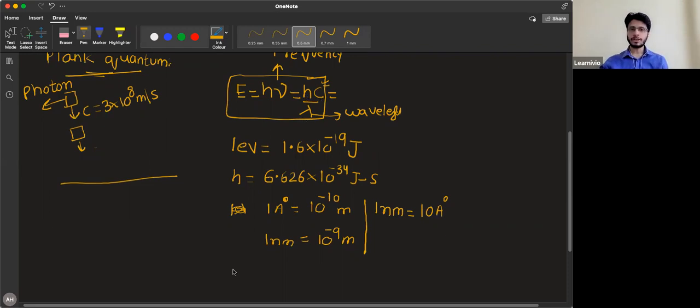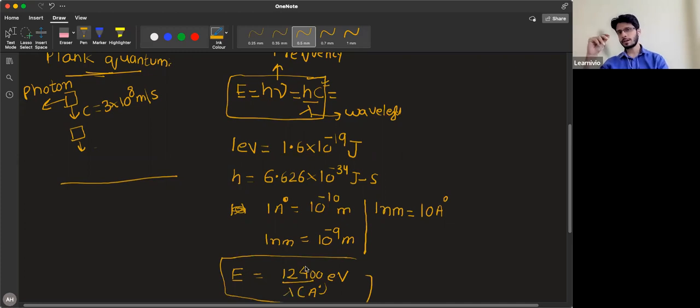What you can do directly is, instead of hc, just substitute 12400 and take your wavelength lambda in angstrom, and your energy will be in electron volt. So from now onwards, instead of using hc by lambda, I'll be using this term. It will cut down some steps of the calculation. Just put your wavelength into lambda, and you will get your energy in electron volt.